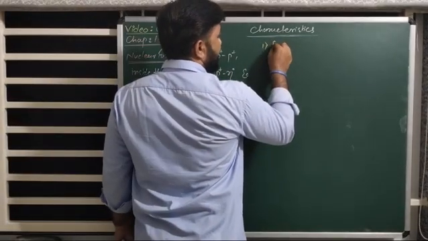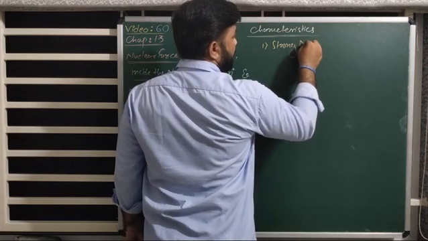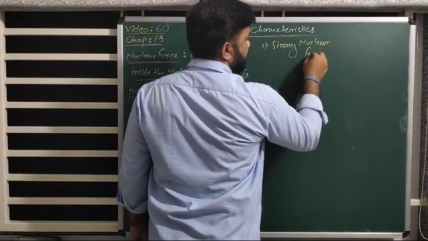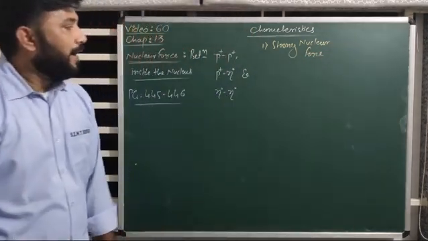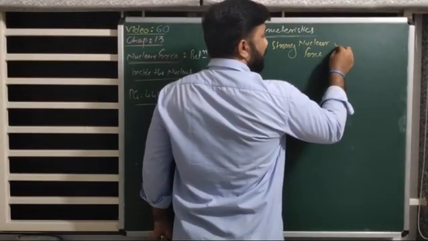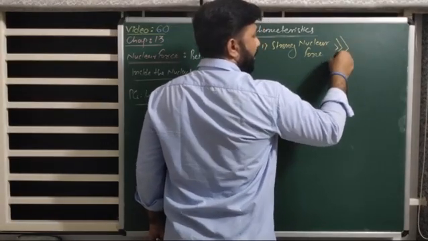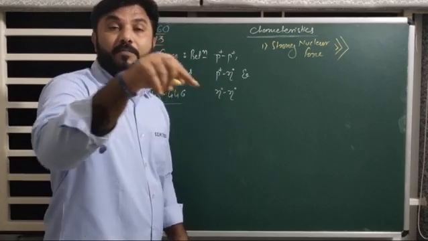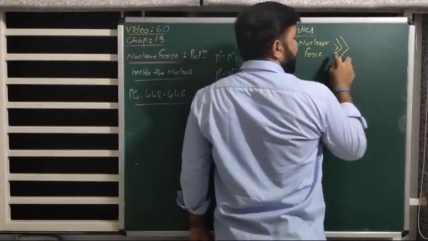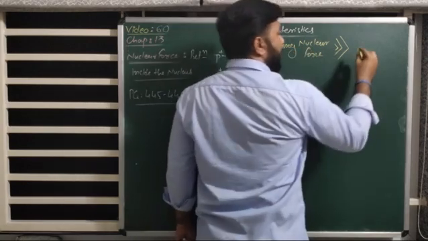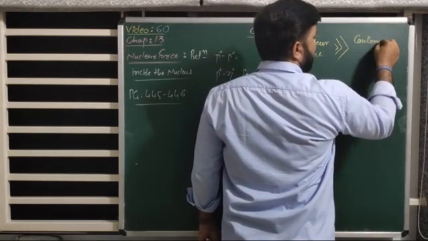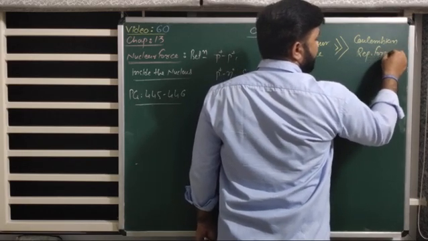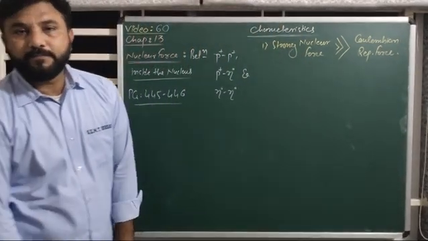The nuclear force is strong. Got it? And this nuclear force is much more greater than repel. Repel means Coulombian repulsive force. So nuclear force is much more stronger than Coulombian repulsive force. Got it? Okay.